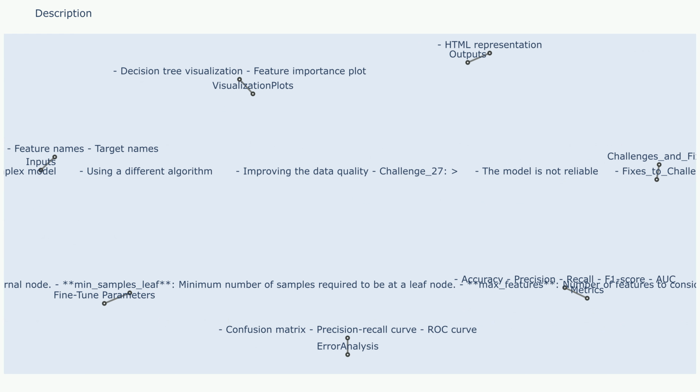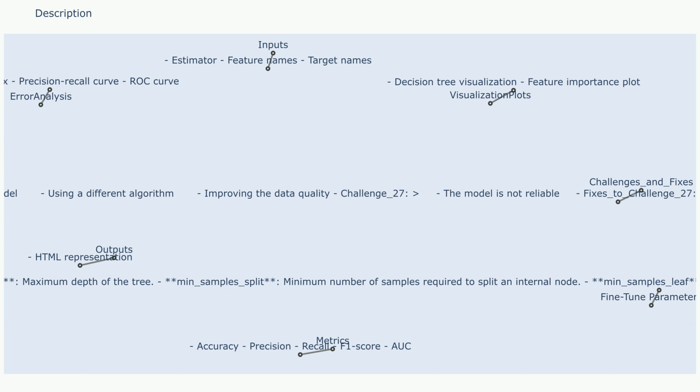HTML representation: a string containing the HTML representation of the estimator. This is a formatted, human-readable display of the model's parameters, hyperparameters, and other relevant information.